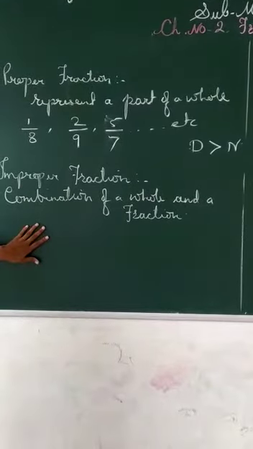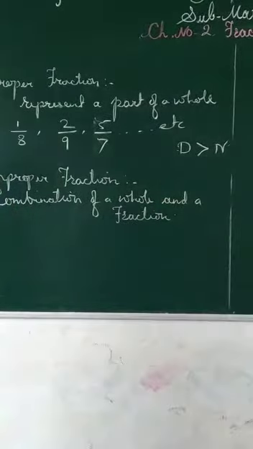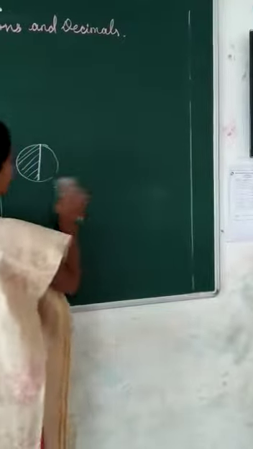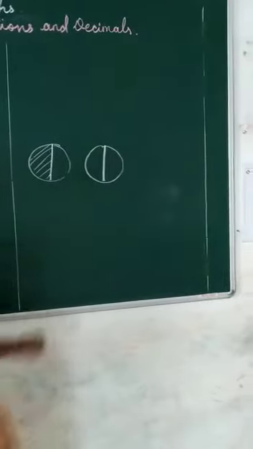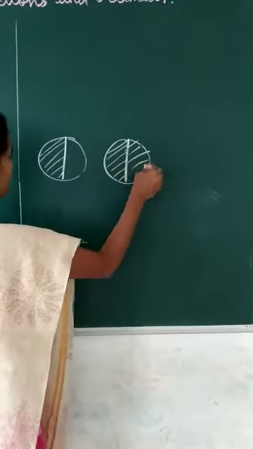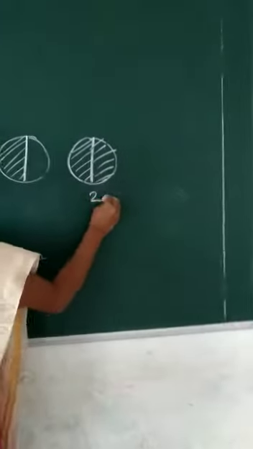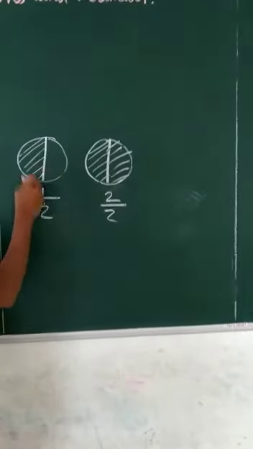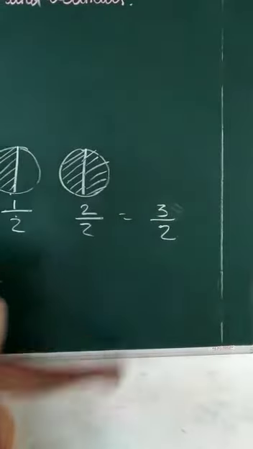What are improper fractions then? An improper fraction is a combination of a whole and a fraction. Suppose you have taken 2 parathas in your lunch box, and of both you have made 2 parts. So first of all you have made 2 parts of one whole, and here again 2 parts of that one. Means in total, how much have you eaten up? You have eaten up 3 parts out of the 2 equal parts.